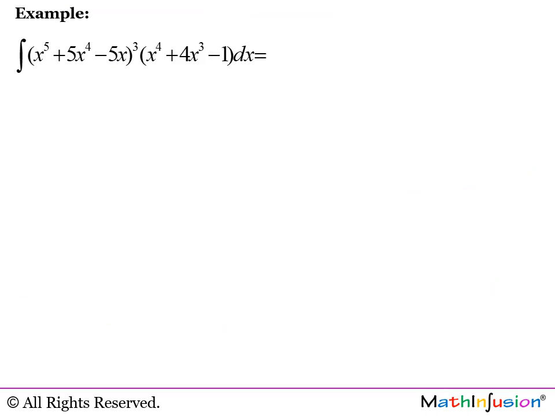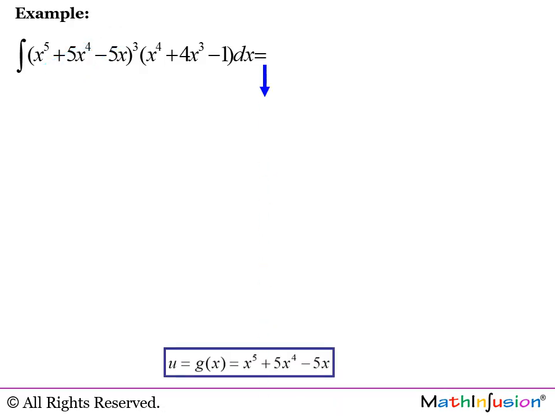Example. The integral of x to the power of 5 plus 5x to the 4 minus 5x, all this cubed, times x to the 4 plus 4x cubed minus 1 dx. Okay, I think it's pretty easy to see that this is the composite one. If this is a composite one, then I know what is the u.